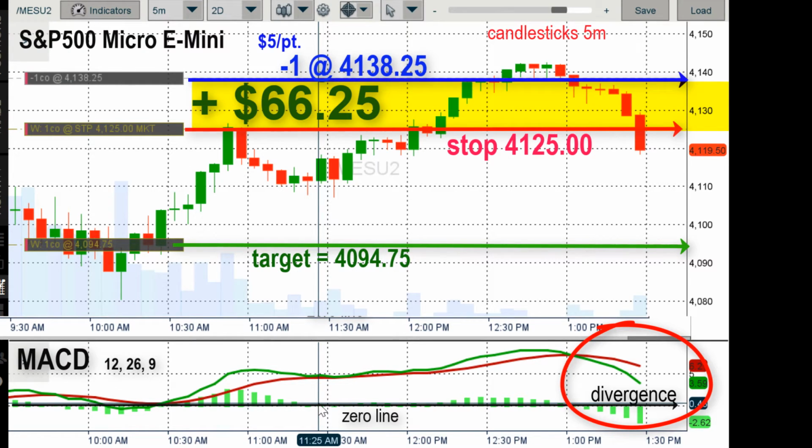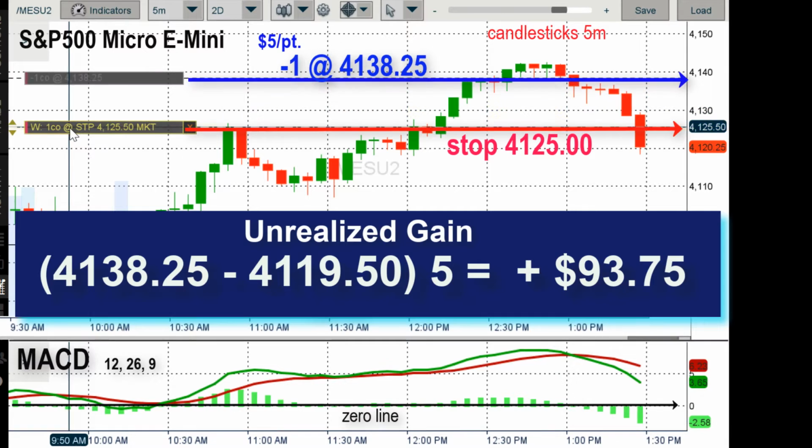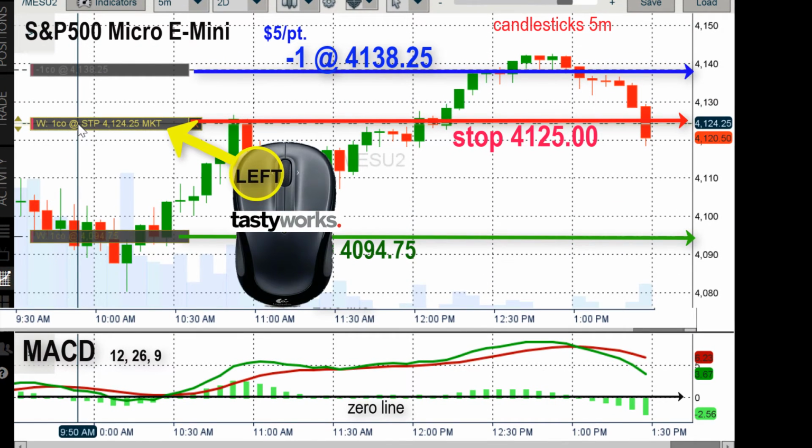Look at the red circle in the bottom. The MACD lines are diverging now, which means downward momentum is increasing, and I just started my 7th red candlestick in a row. 41.25 is where my stop is now. And after 30 minutes, my unrealized gain, about $93. So I take my Tastyworks mouse and I get after it.